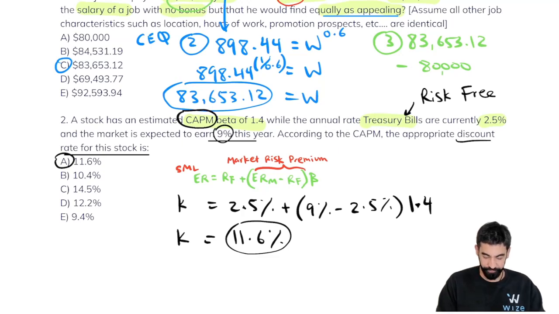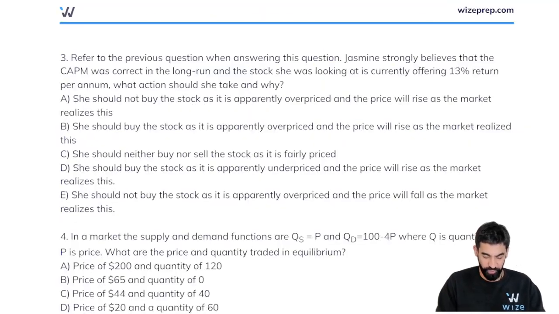It's just faster. Question 3, it says, refer to the previous question when answering this question. Jasmine strongly believes that the CAPM was correct in the long run, and the stock she was looking at is currently offering 13% return per annum, per year, that means.